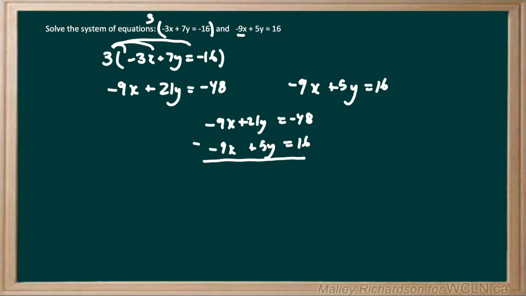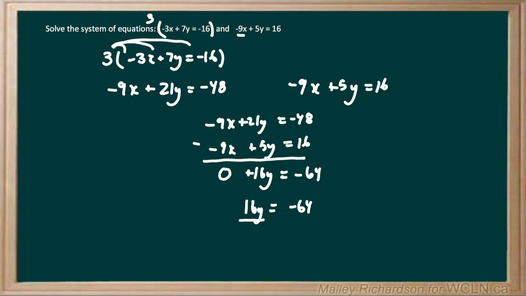So we'll start with the far left column. We'll subtract negative 9x by negative 9x. But we know that a negative is the same as addition. So we'll have negative 9x plus 9x to give us 0. And moving to our next column, we have 21y minus 5y to give us positive 16y. And then we're left with negative 48 minus 16 to give us negative 64. So now we have 16y equals negative 64.